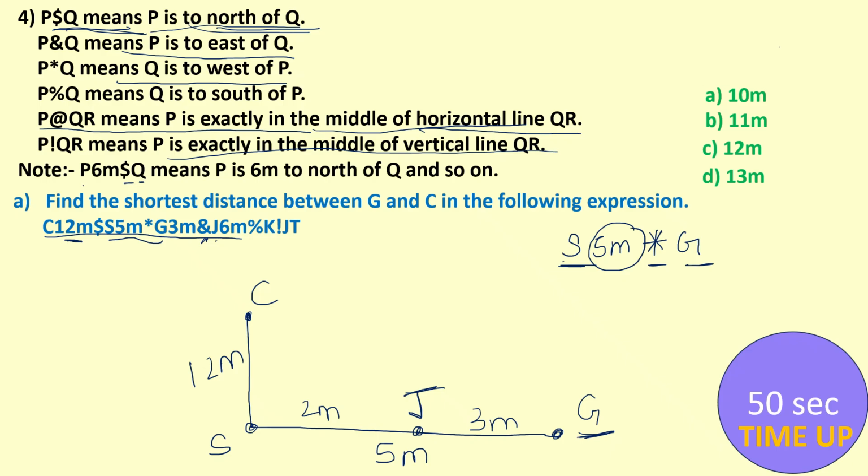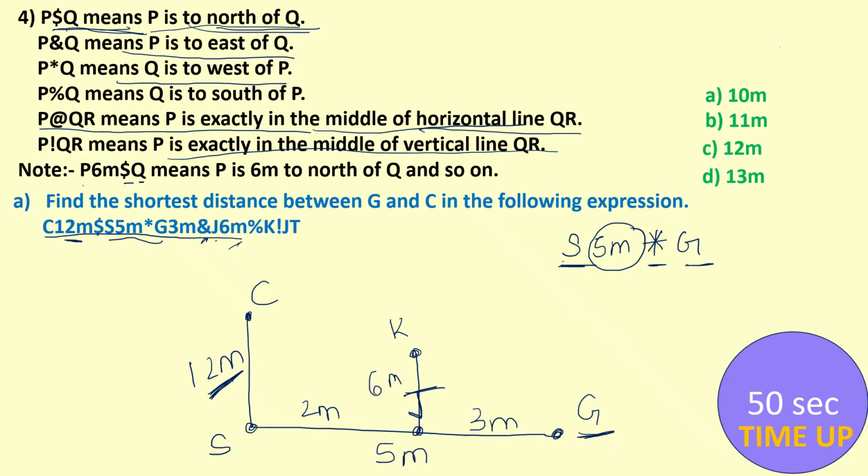Next. J percent K. Okay. J percent K means what? J is to the south of K. By how many meter? 6 meter. So if this total is 12 meter here, then 6 meter means somewhere it will be in the middle. So this is your K and this is your 6 meter.